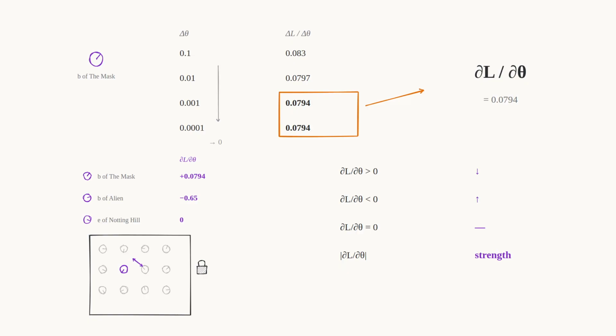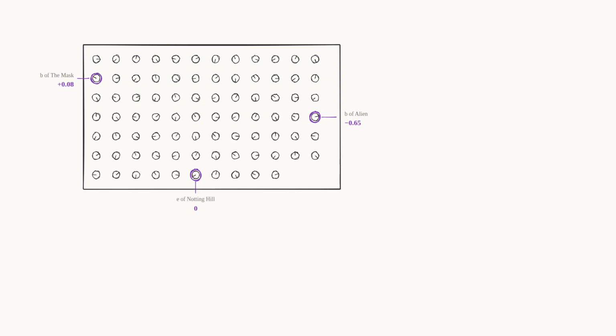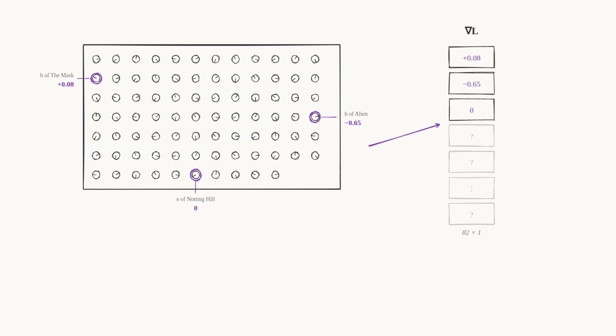Let's give a name to the whole collection at once. Collect the partial derivatives of all 82 knobs into one vector, one number per knob in a fixed order. This vector is called the gradient, and I want to deflate the word immediately. There is nothing new inside it. It's simply all our hints stacked into a column: plus 0.08 for the mask's bias, minus 0.65 for alien's bias, 0 for Notting Hill's first coordinate, and so on through all 82 numbers.